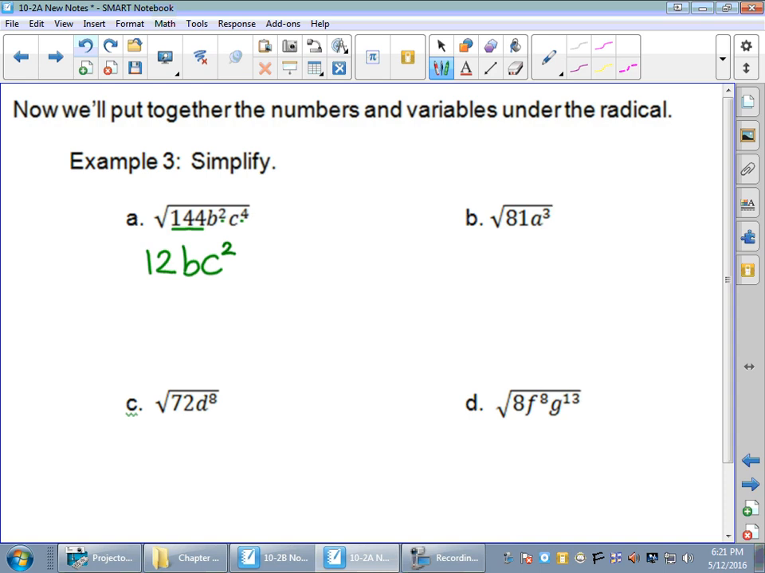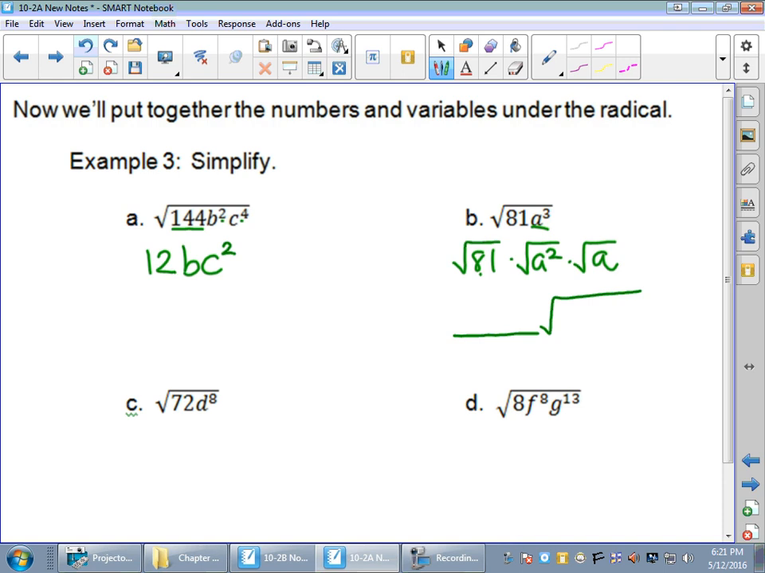Looking at part B, 81 is perfect, but I need to rewrite this a cubed. So I'm going to leave the square root of 81 as the square root of 81, times the square root of a squared times the square root of a. So I broke up the perfect and the non for the variable. I'm going to leave a space out in front and make my radical. That way I can work right down the line from left to right. So I'm going to start with 81.